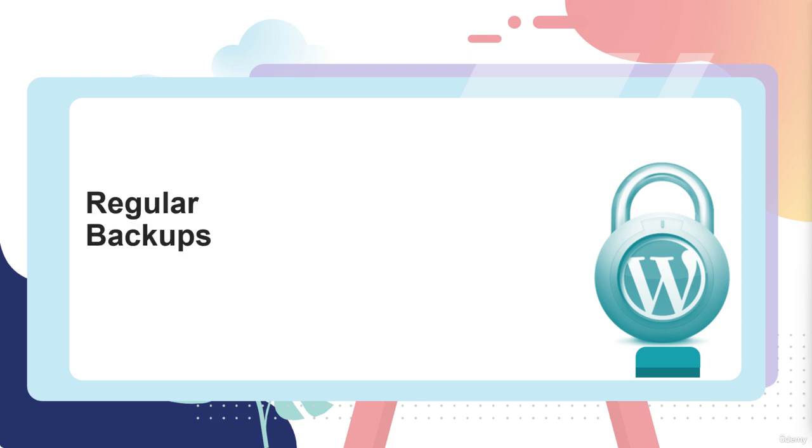The next one is regular backup. Regularly backing up your WordPress site ensures you can restore it in case of data loss or security breach. Use a plugin like UpdraftPlus or BackupBuddy to schedule automatic backups. Store backups in a secure offsite location. By implementing these hardening techniques, you can significantly enhance the security of your WordPress site. Regularly review and update your security measures to adapt to new threats.